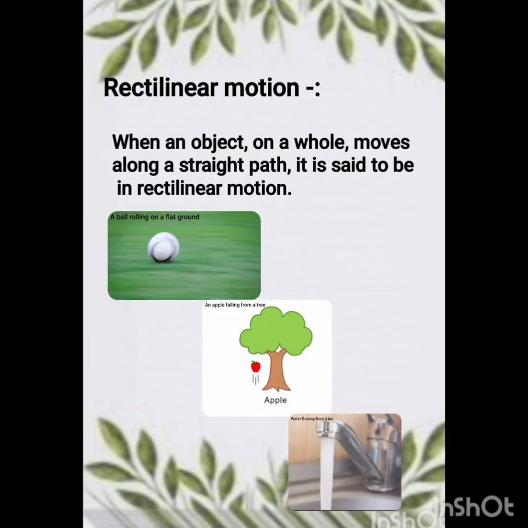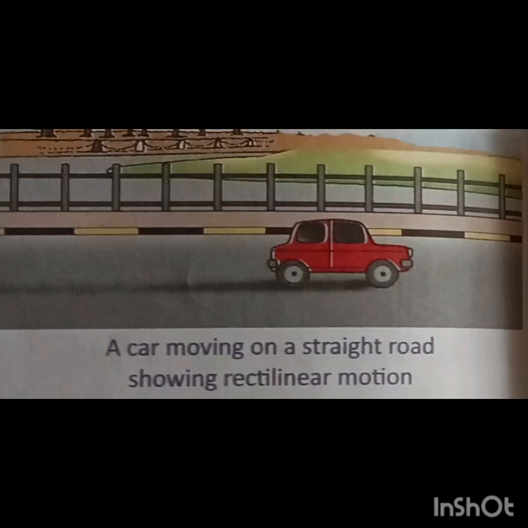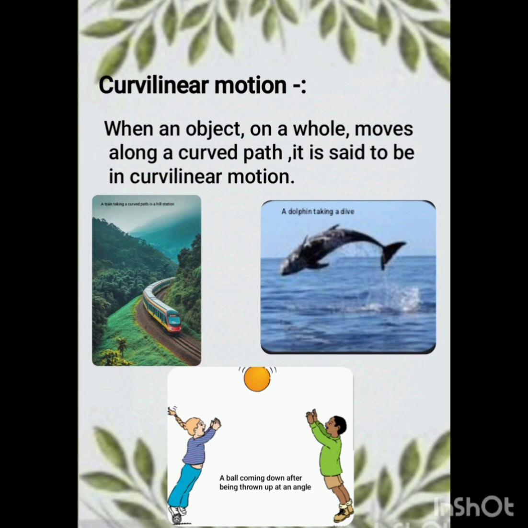What is rectilinear motion? Students, when an object on a whole moves along a straight path, it is said to be in rectilinear motion. Examples of rectilinear motion: a ball rolling on a flat ground, an apple falling from a tree, water flowing from a tap, a car moving on a straight road. That's showing rectilinear motion. Next is curvilinear motion.